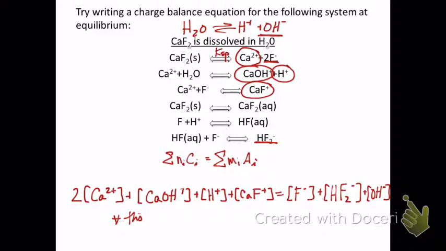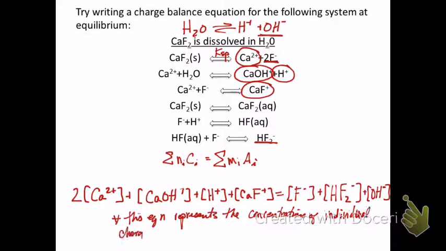And notice that each of the charges is placed in front of their respective anions and cations with an absolute value. And the sum of all the cations is taken and set equal to the sum of all of the anions. So this equation represents the concentration of the individual cations, not the actual chemical species themselves. So we want to keep that in mind as we work through these statements. I've listed a general form, sum NiCi equals sum MiAi. This is a form of the equation that might be handy to remember.